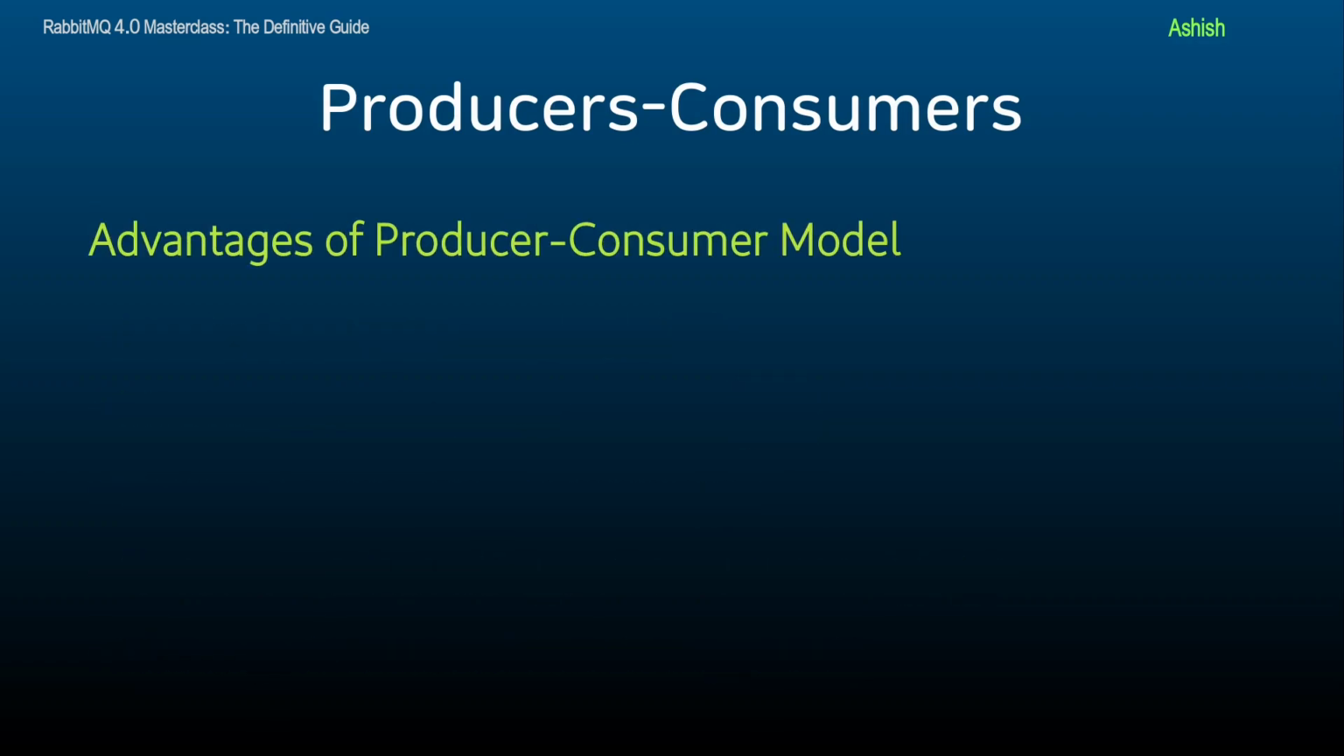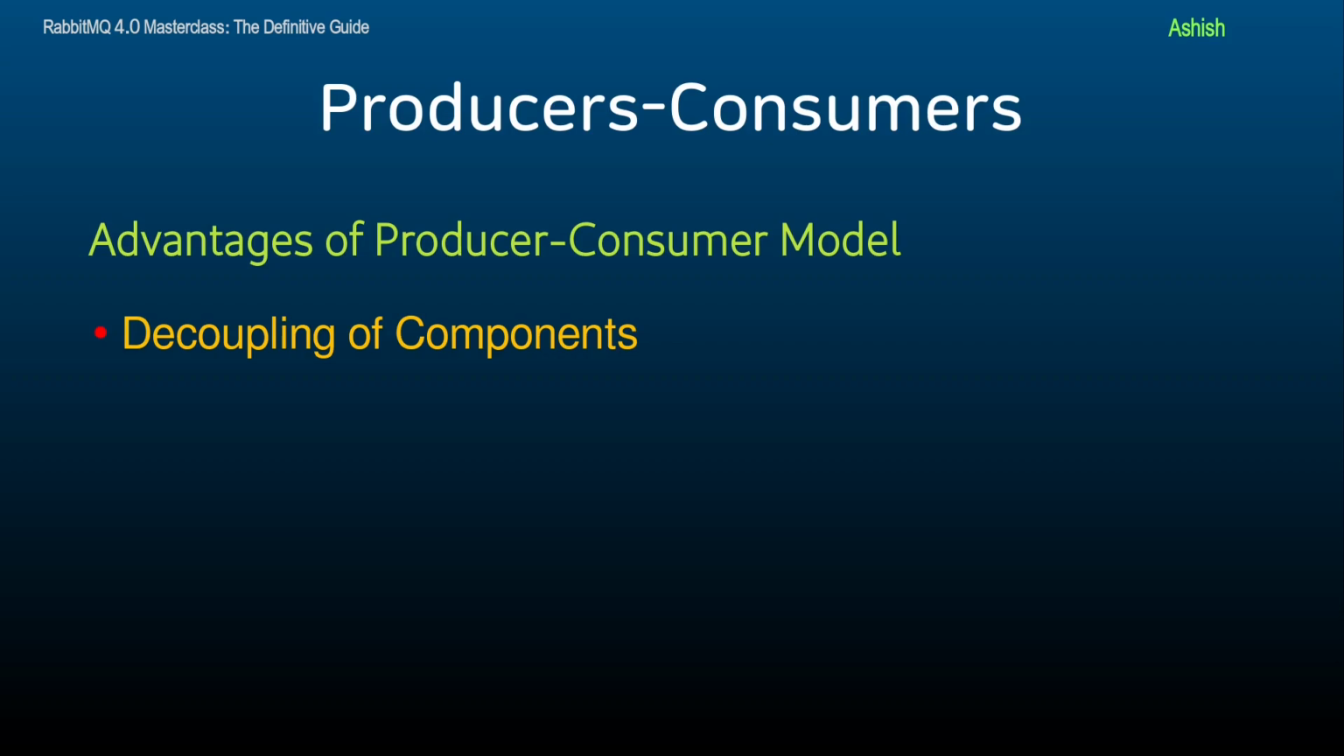Producers and consumers are essential components of the producer-consumer model in RabbitMQ. This model has several advantages. First one is decoupling of components. The producer and consumer do not need to be aware of each other. The producer just sends messages and RabbitMQ ensures the right consumer receives the message. This makes your application more modular and scalable.